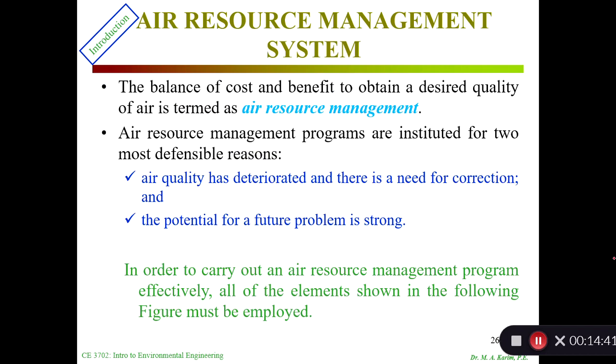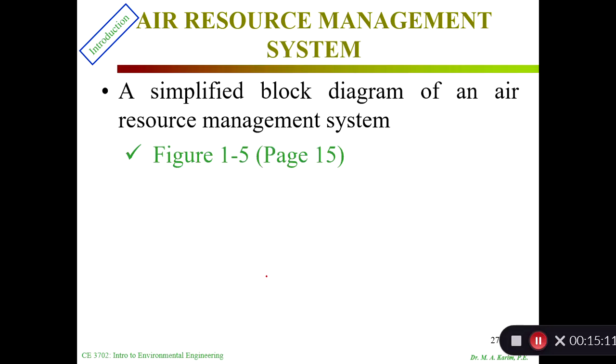Okay, air resource management system. The balance of the cost and benefit obtained for resulting air quality is termed air resource management. Air resource management programs are instituted for two most defensible reasons: air quality has deteriorated and there is a need for correction, and the potential for a future problem is very strong. In order to carry out an air resource management program effectively, all the elements shown in the figure must be employed. I think there is a figure in the book, figure 1.5, page 15. You can take a look. It's a big flow chart that shows everything. Okay, we are going to stop here.